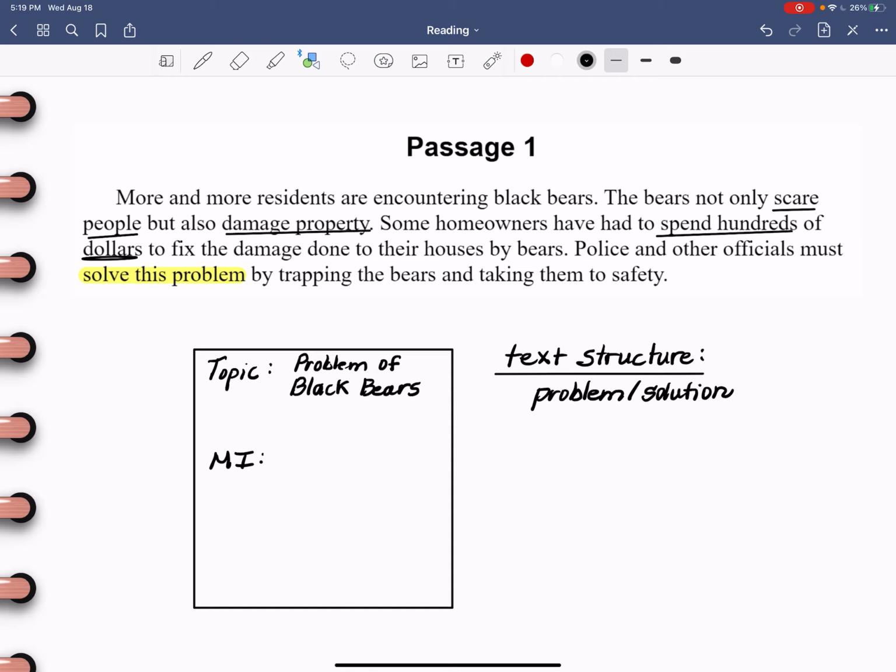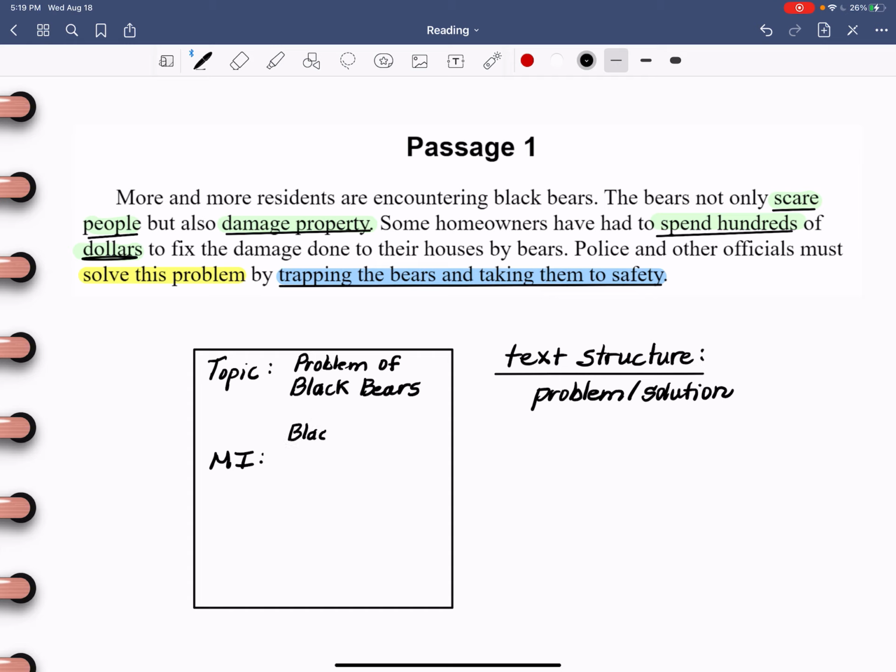And what's the solution? What are people doing about this? They trap and release them in safety. So here, let me break it down even more. These are all part of the problem. And this is the solution that this passage offers. So let's put this in a main idea sentence.